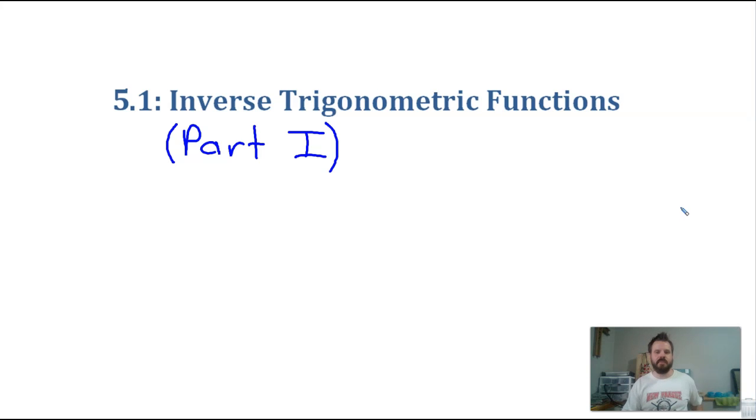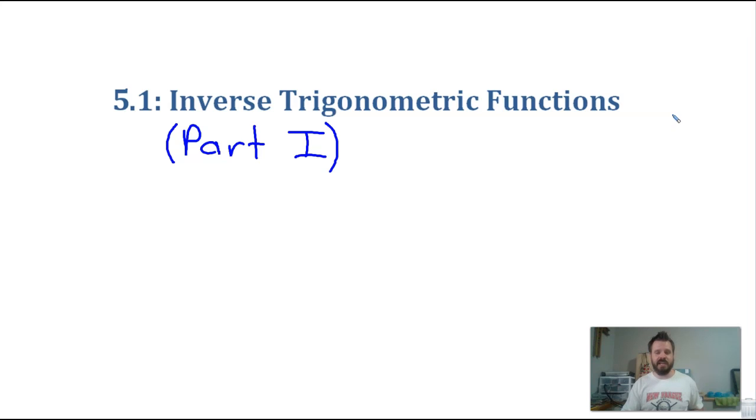Welcome back, everybody. Today we're going to start up Chapter 5, which is all about solving equations involving trigonometry. So as in solving trig equations, as in solving equations with trig in it. And what we're going to do to begin with in 5.1 is start off with some basic stuff that's going to lay the groundwork for the rest of the chapter. We're going to start by talking about inverses of trigonometric functions.